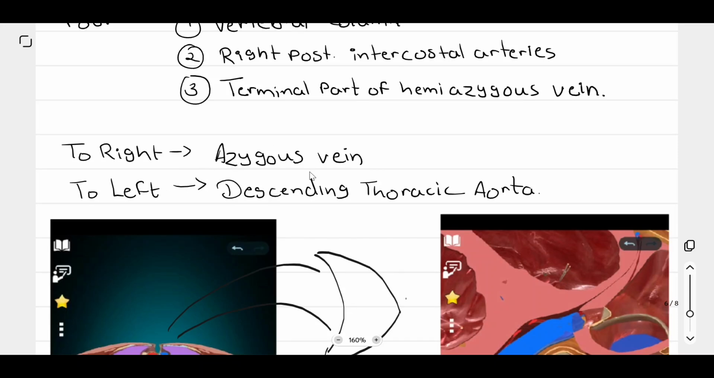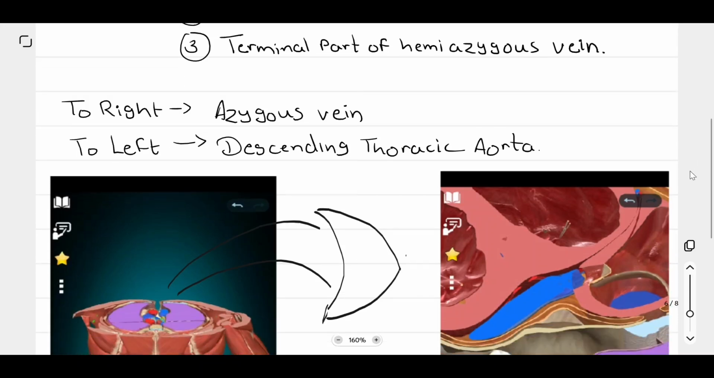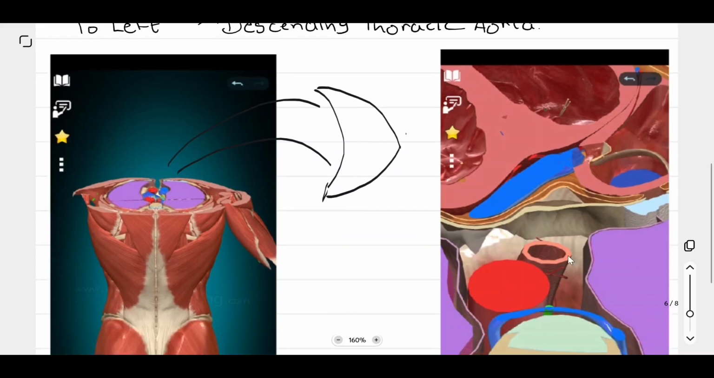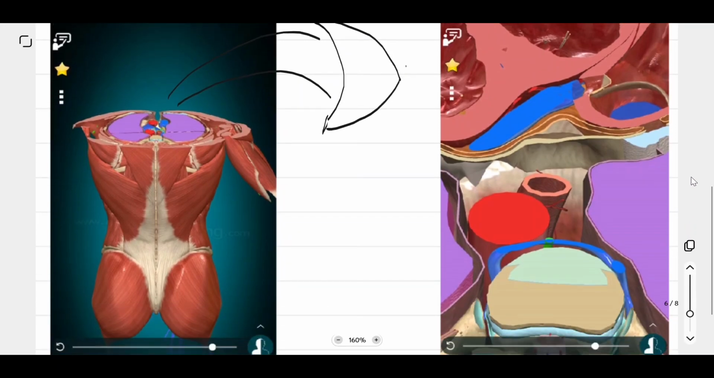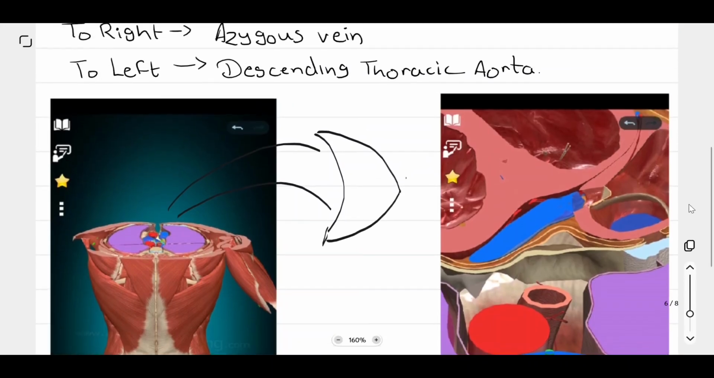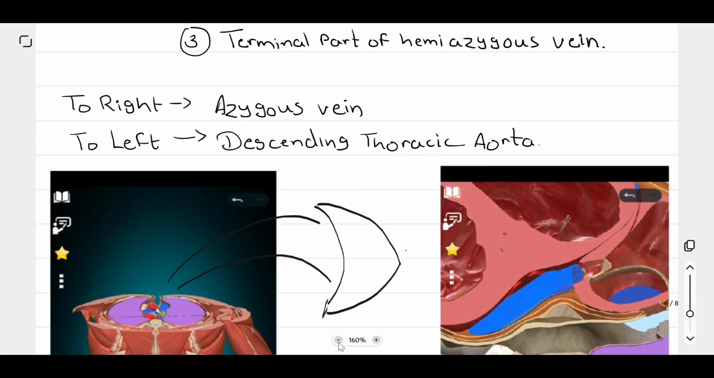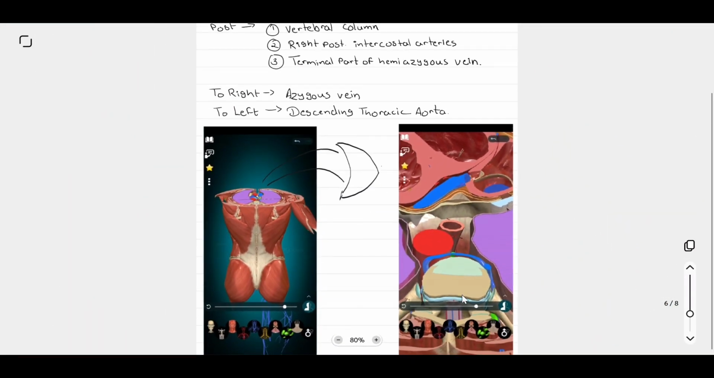To the right I have the azygos vein, and to the left I have the descending thoracic aorta. To the right I have the azygos vein, which when it extends down forms the azygos vein. To the left I have the aorta. So done with the relations at two levels.